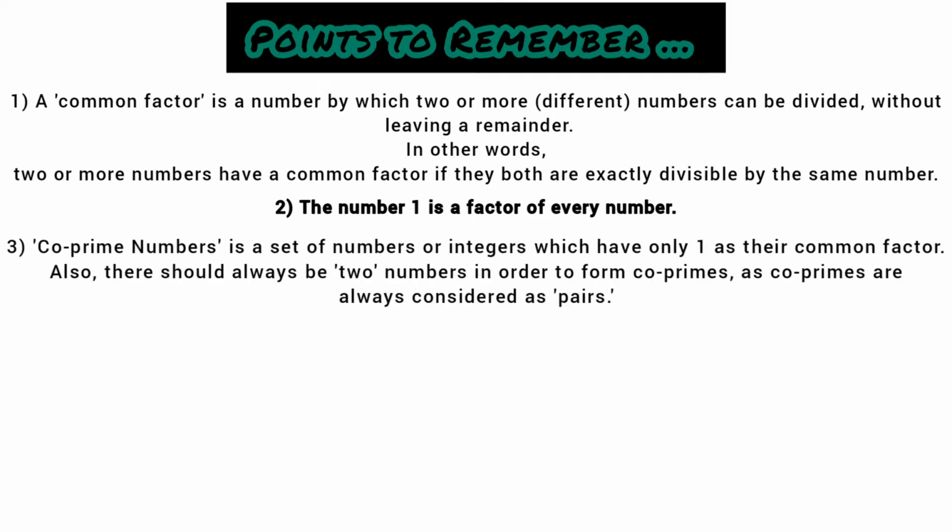Co-prime numbers is a set of numbers or integers which have only one as their common factor. Also, there should always be two numbers in order to form co-primes, as co-primes are always considered as pairs.